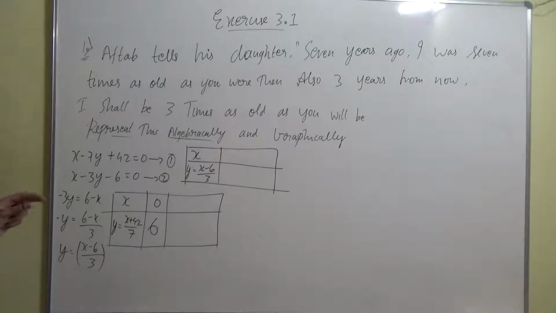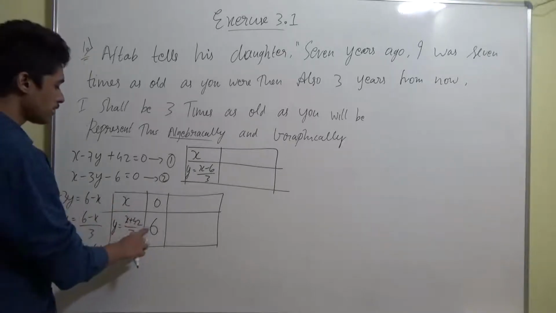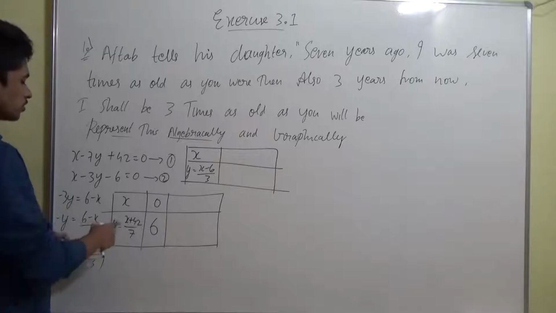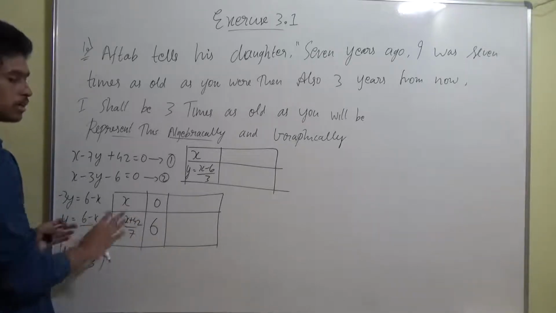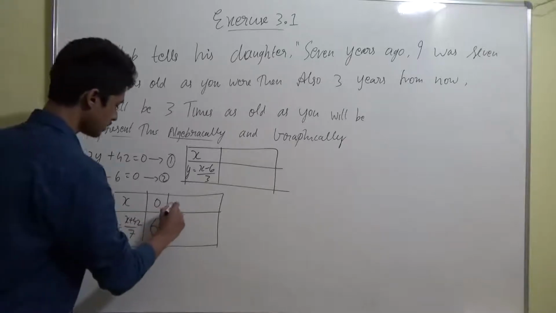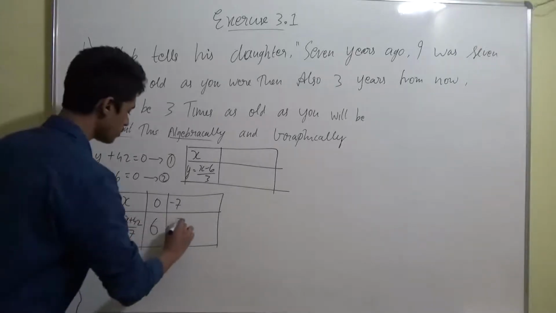Now what shall we put for x? If you put 1, it will come in decimal. We have to put such values that we get an integer itself in y. We don't want a decimal value or a fractional value. So let's put it as minus 7, guys, because it's the 7 table, so it will get cancelled. Let's put x equal to minus 7. If you put x equal to minus 7, it becomes minus 7 plus 42, which means 35 by 7, which will be equal to 5.